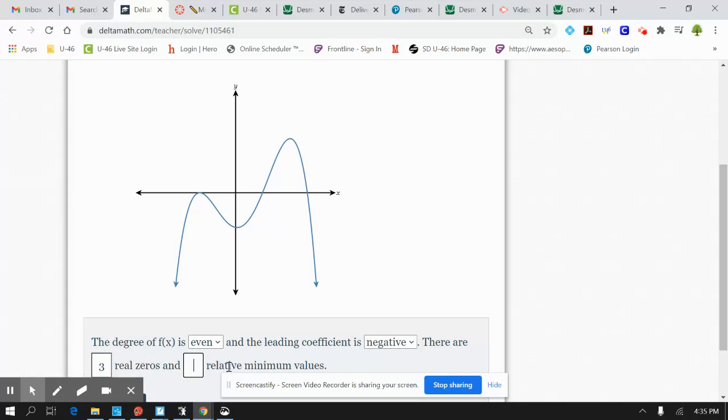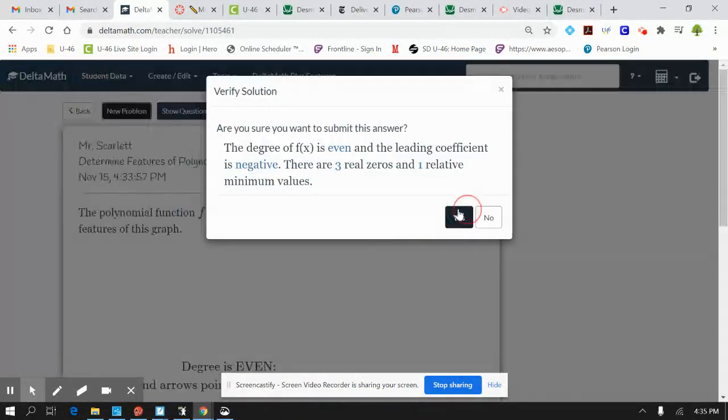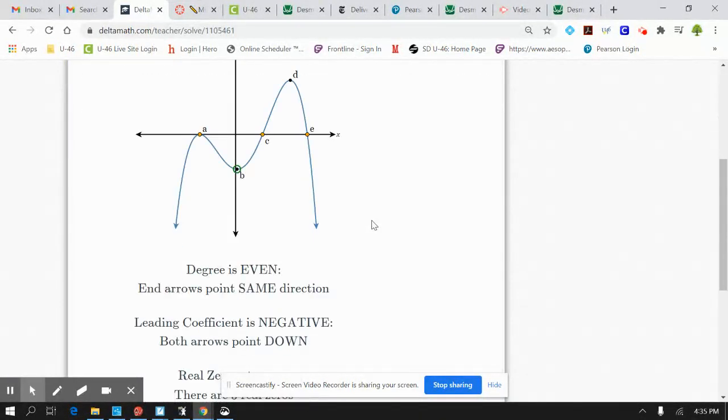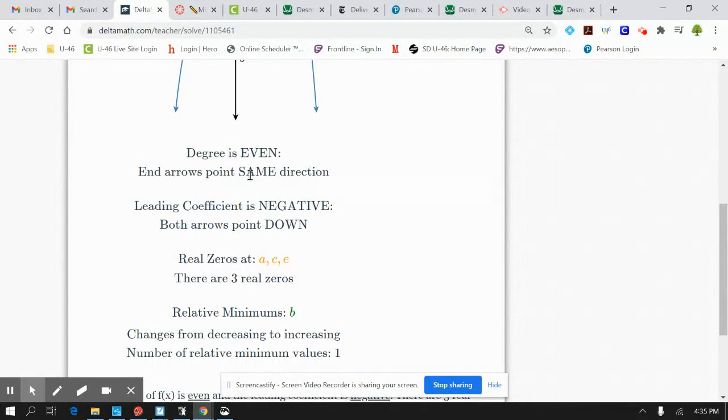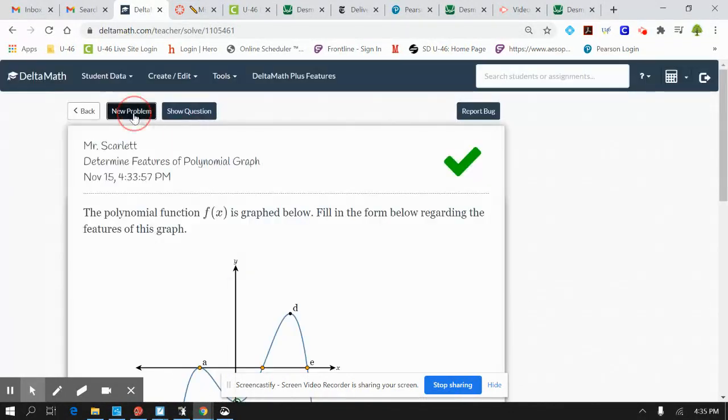Relative minimum. There's only one relative minimum value. Let's see here, and let's see what it says. Submit my answer. End behavior, they're pointed in the same direction, so it's even. Let's do one more. Maybe two more. See if we can escape with two more.